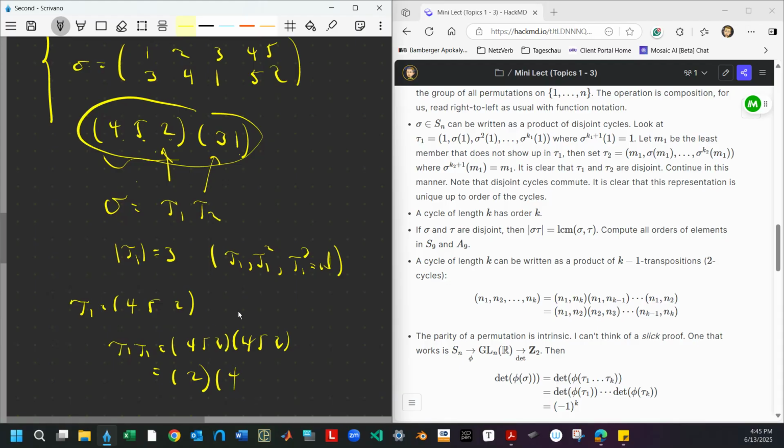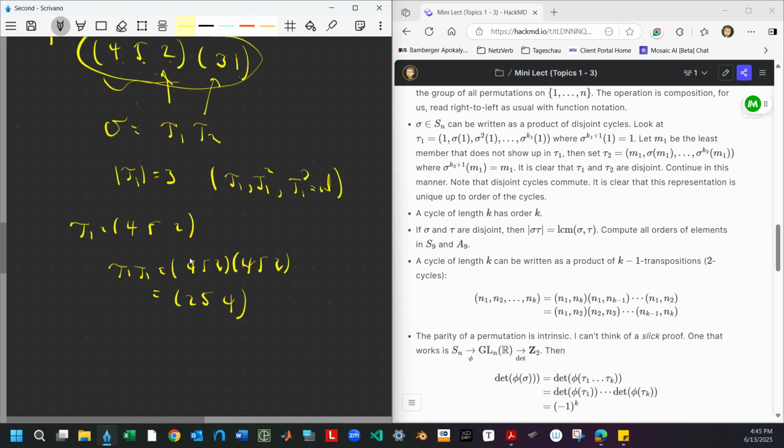Oh, did I do something wrong? Let me see. Sorry, let's look at this again. I think I made a mistake, so let's try this again. Let's start with 2. 2 goes to 4, 4 goes to 5. Sorry, I made a mistake there. 5 goes to 2, 2 goes to 4. Okay, yeah, we get this. So we get another 3-cycle, so that shouldn't surprise me too much.